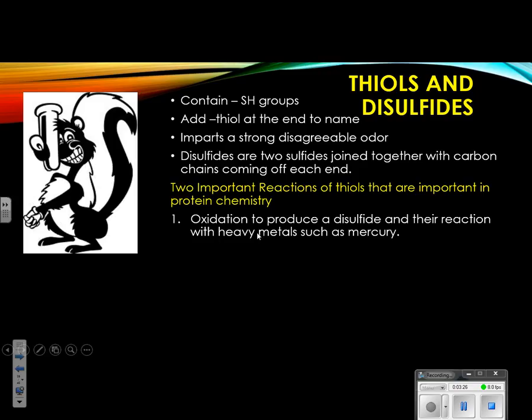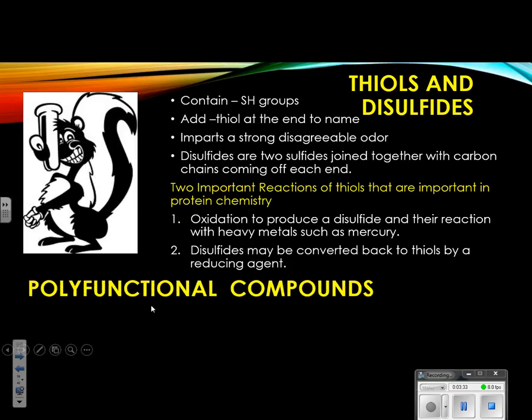Okay, 2 important reactions of thiols that are important in protein chemistry are the oxidation to produce a disulfide and the reaction with heavy metals such as mercury. And the disulfides may be converted back to thiols by a reducing agent, so our body uses this.